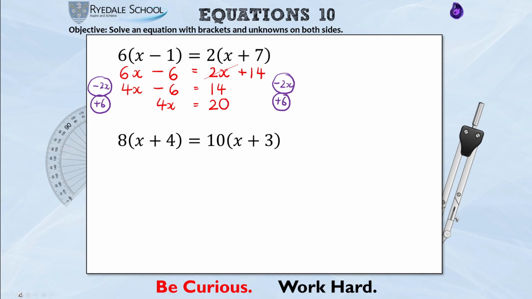So I know that 4x's equals 20. To work out what x is, I need to divide by 4. And dividing by 4, 20 divided by 4 means that x equals 5. And remember, you could check that answer again by substituting in.